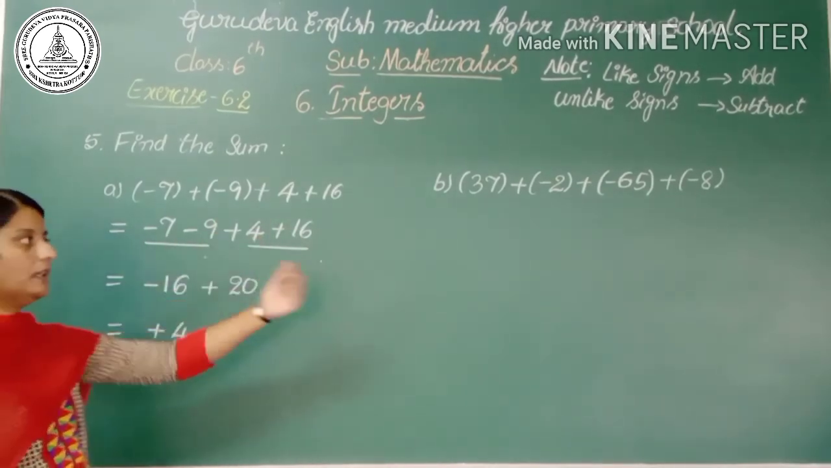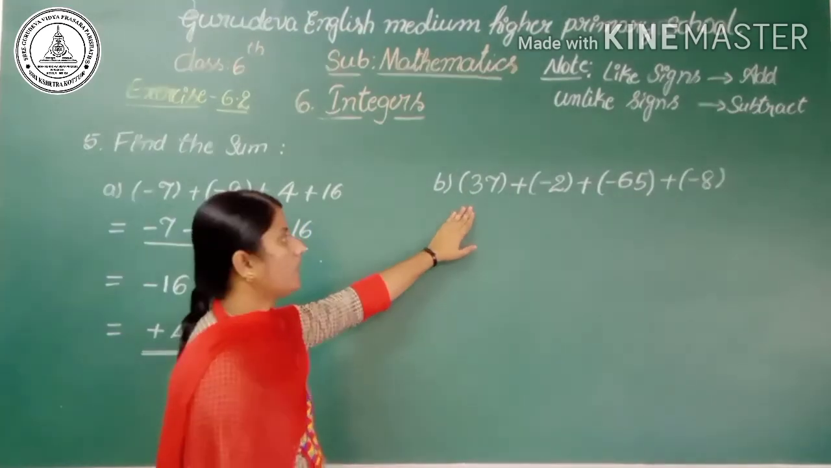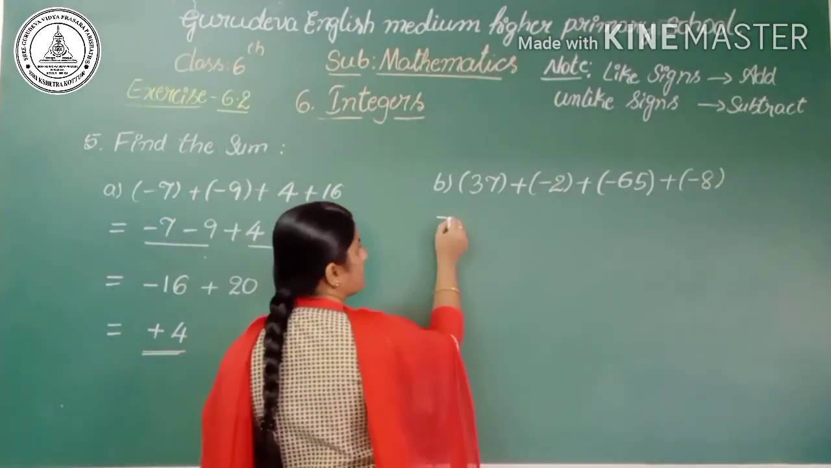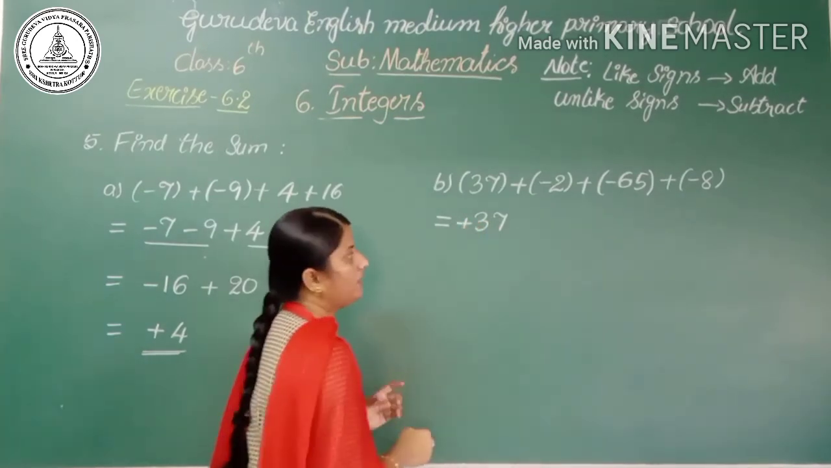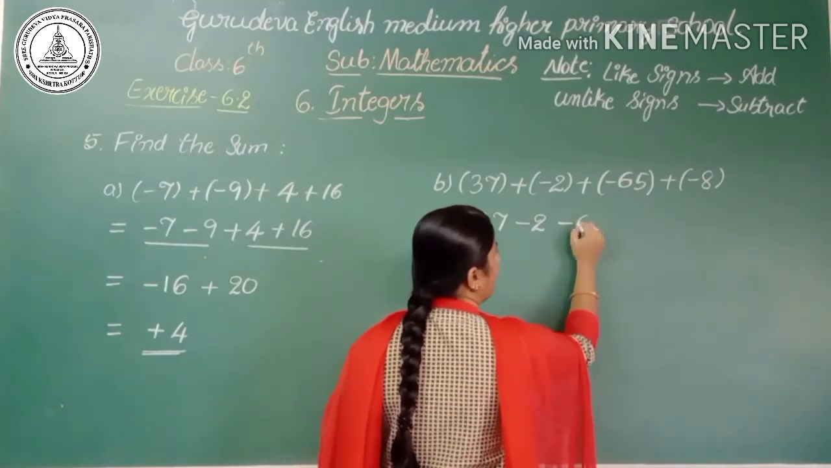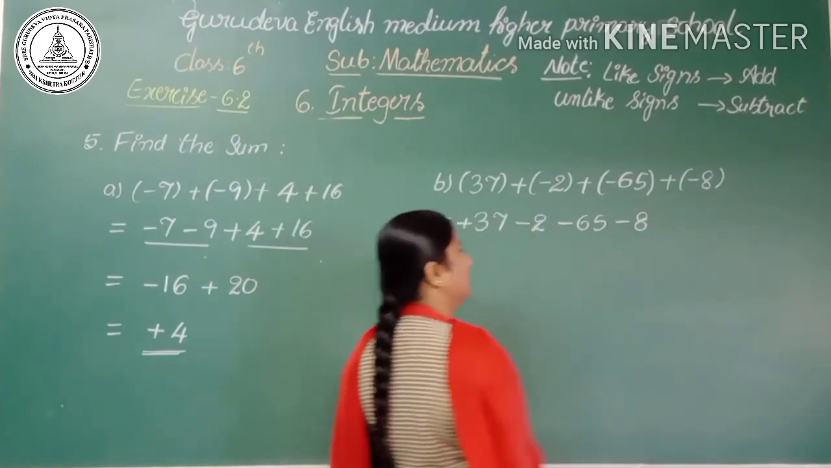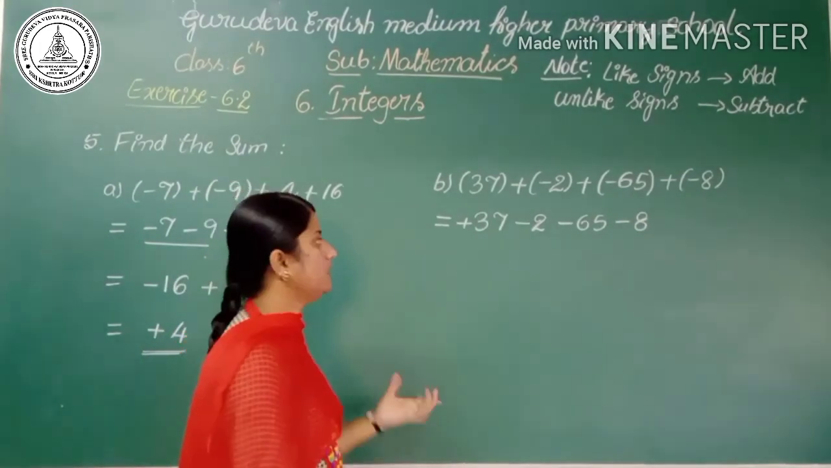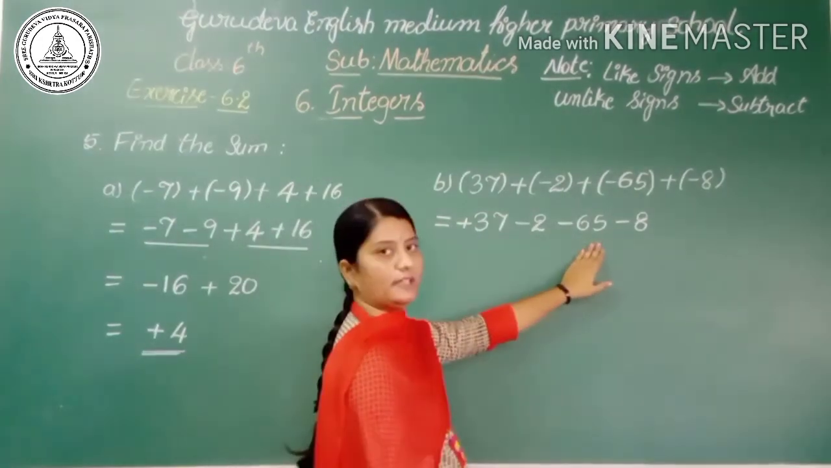Then similarly we have to do the B question. First, here also 4 integers are given. First we have to remove the brackets and write the integers. Write equal sign, 37. 37 is a positive integer, right? Then minus 2, then minus 65, then minus 8. Here we have grouped the negative integers and positive integers. Only one number is a positive integer and the other three are negative integers.